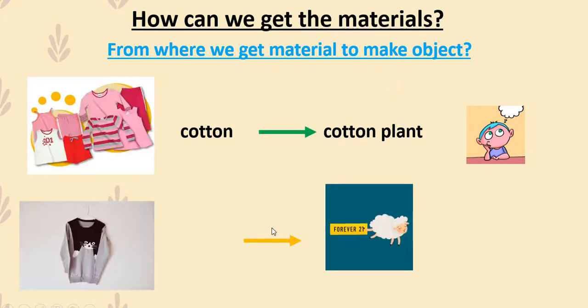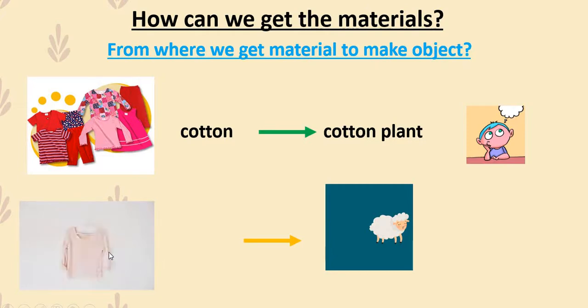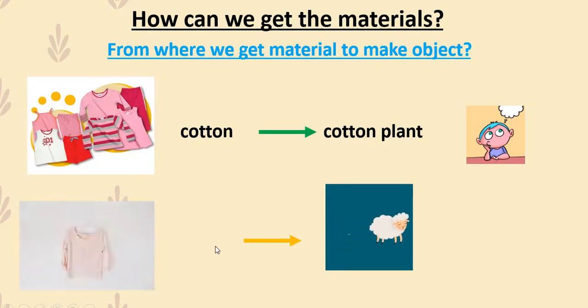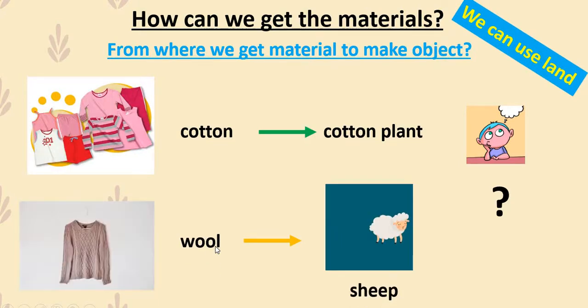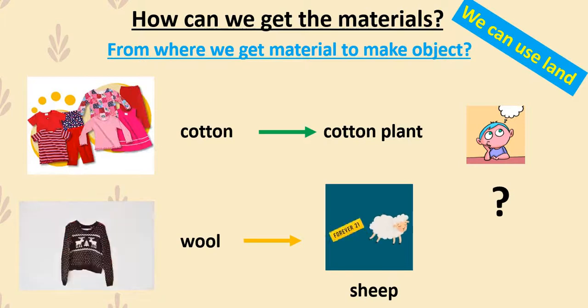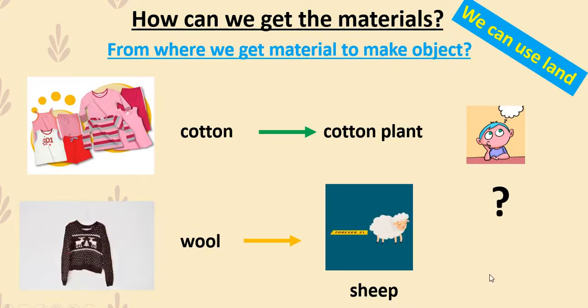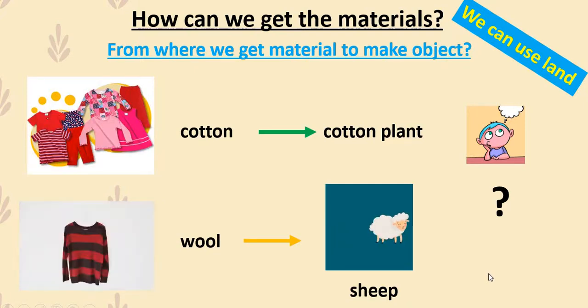Okay. What do you think we use to make heavy clothes for winter? Yeah, wool. From where can we get wool? From the sheep, right? Okay, so wool is also a natural material, and we can get wool from sheep.